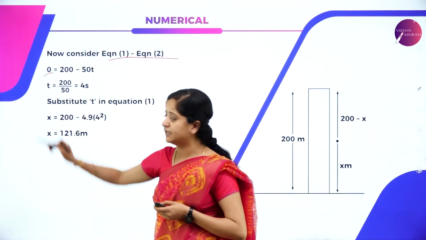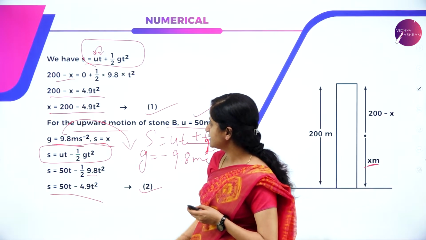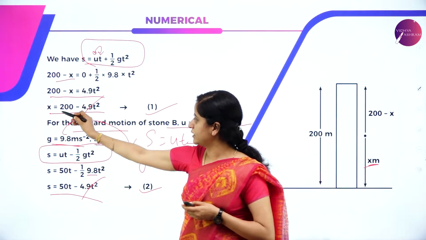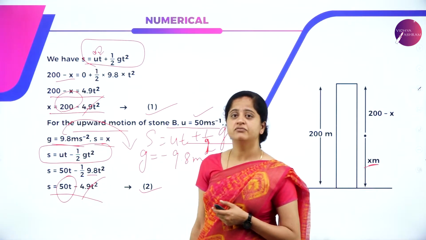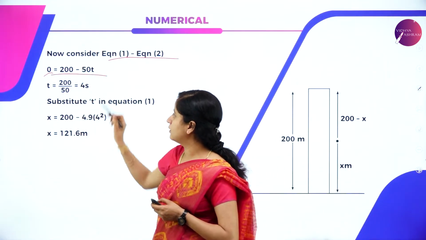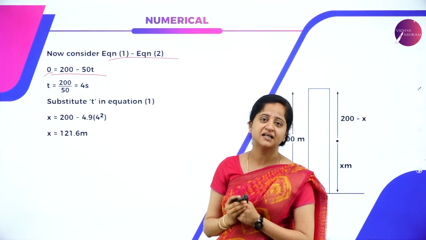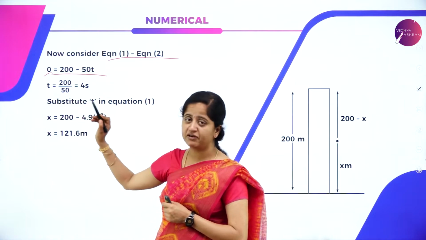So we will get 0 on the LHS, and on the RHS the 4.9t square terms will get cancelled. So we remain with 200 minus 50t. So we will get 0 equals 200 minus 50t. We need to find out the time at which exactly they meet. So here we will simplify for t.